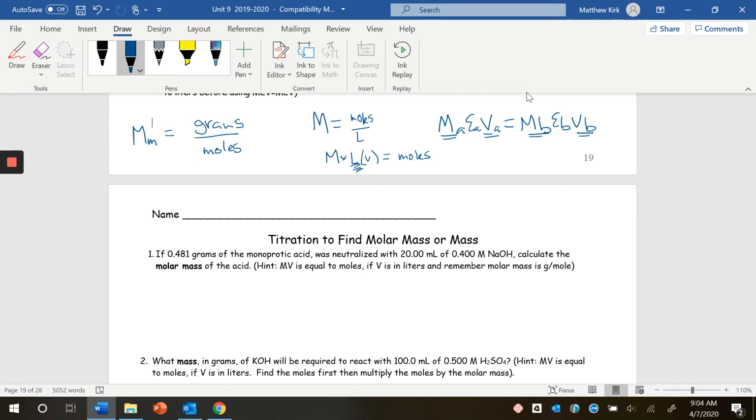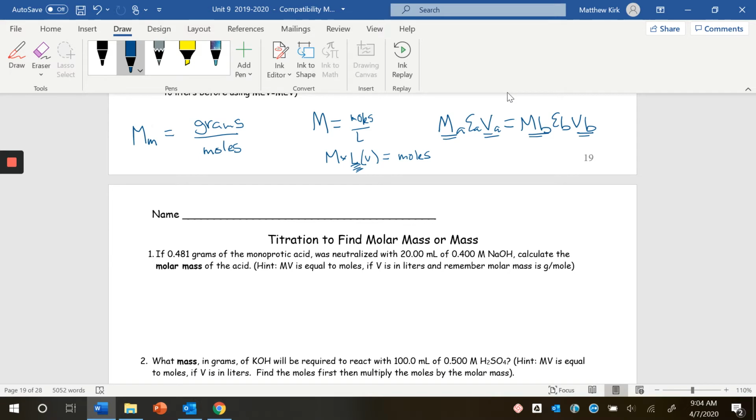And that's our trick to solving these molar mass or mass problems, where we can plug moles in for molarity times our volume. But again, volume must be in liters. And then once we get moles, we can plug it into this formula over here. We can solve for molar mass, or we might be asked to solve for how many grams of our acid or base we had. So now that we know how we can do this, by rearranging our molarity formula and plugging molarity times volume into our titration formula, let's try this out.